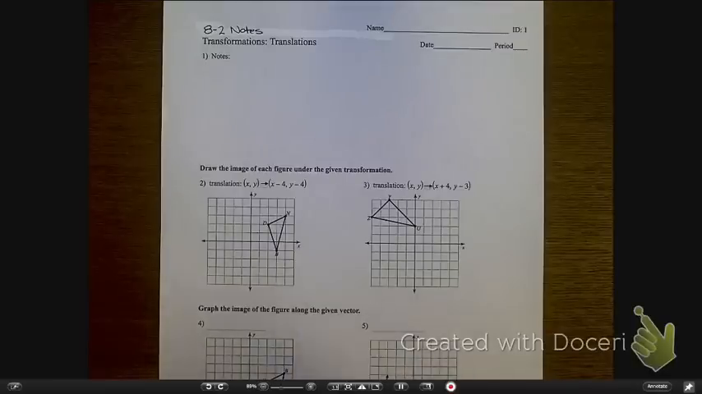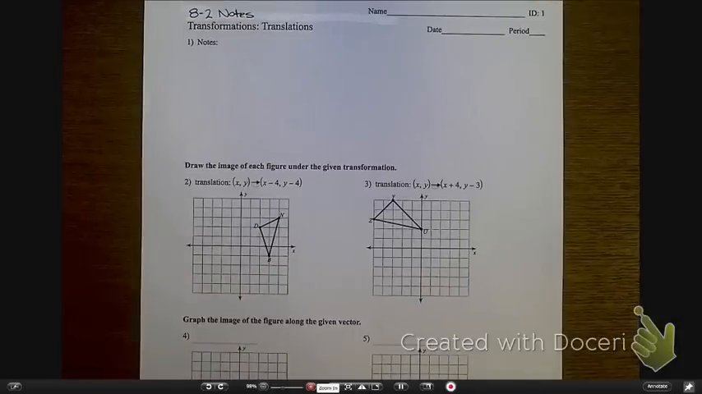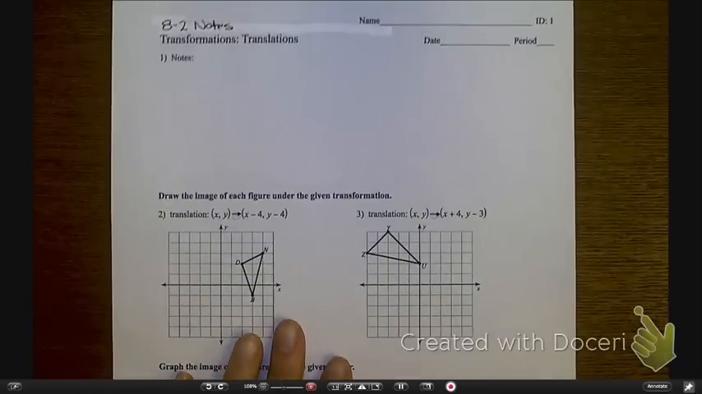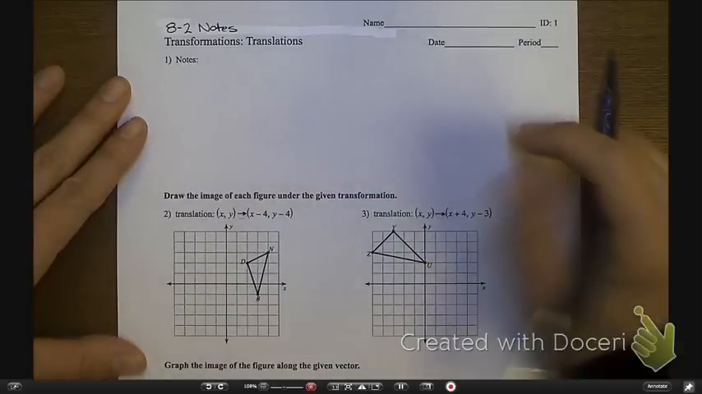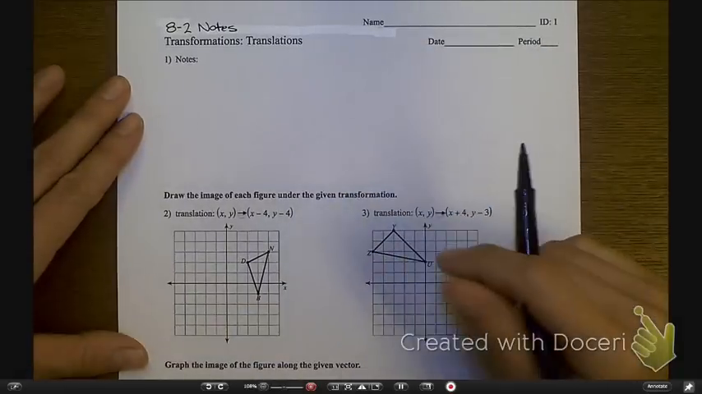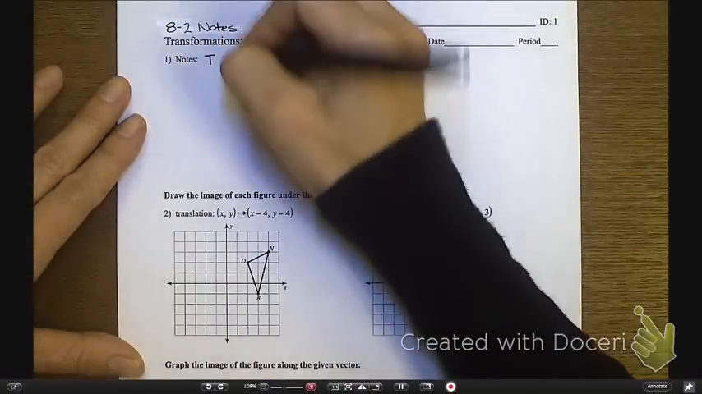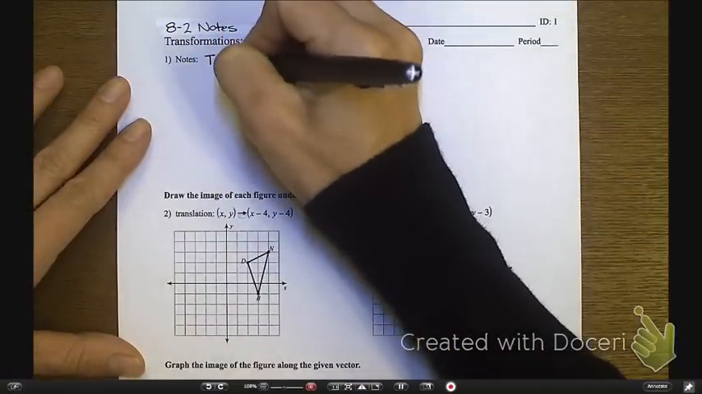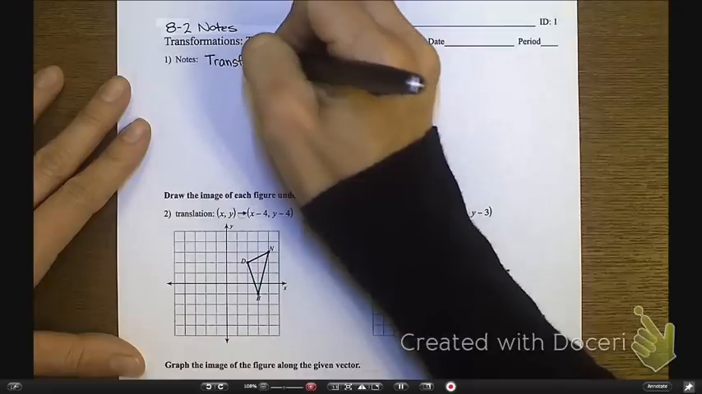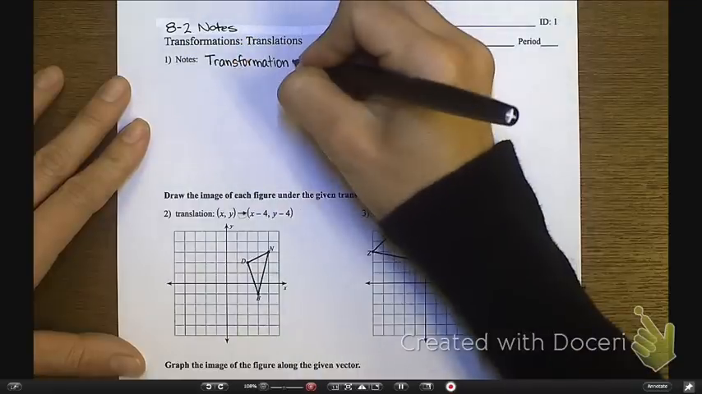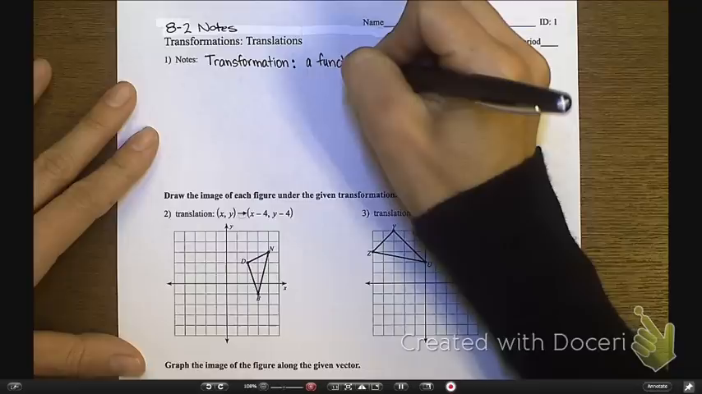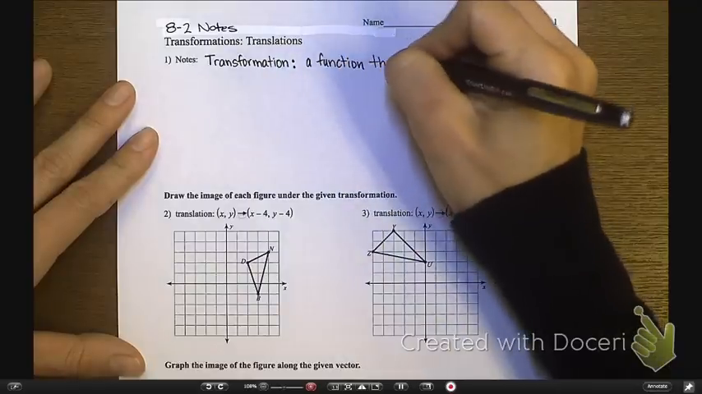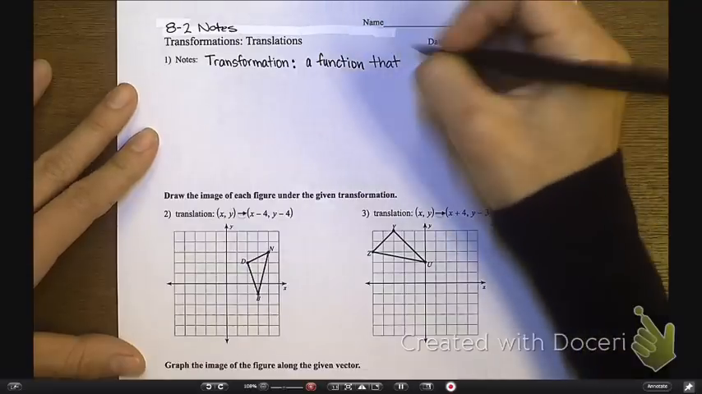Okay, so the next topic we're going to cover is transformations. Specifically today we're going to talk about translations. For this section there's actually quite a few definitions, so you're going to need to write all of these definitions down. The first one is transformation. A transformation is a function that changes the position, shape, and/or size of a figure.